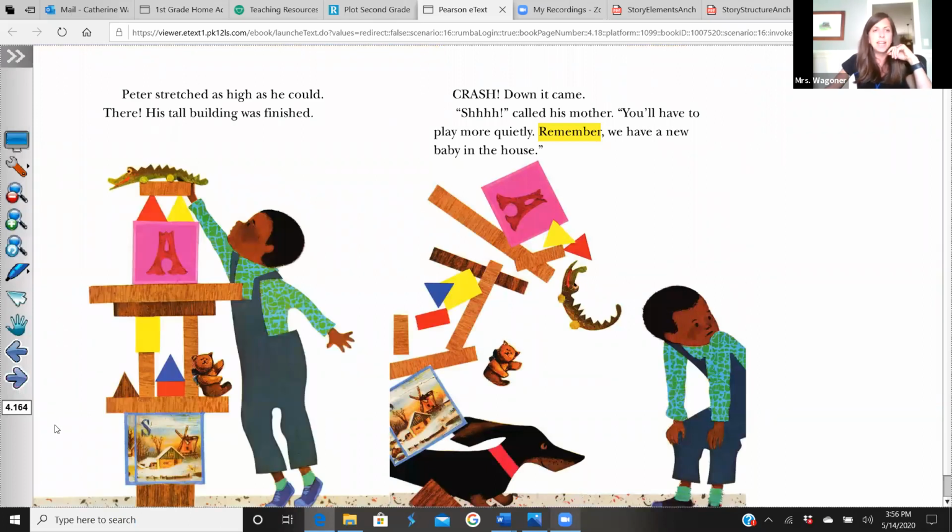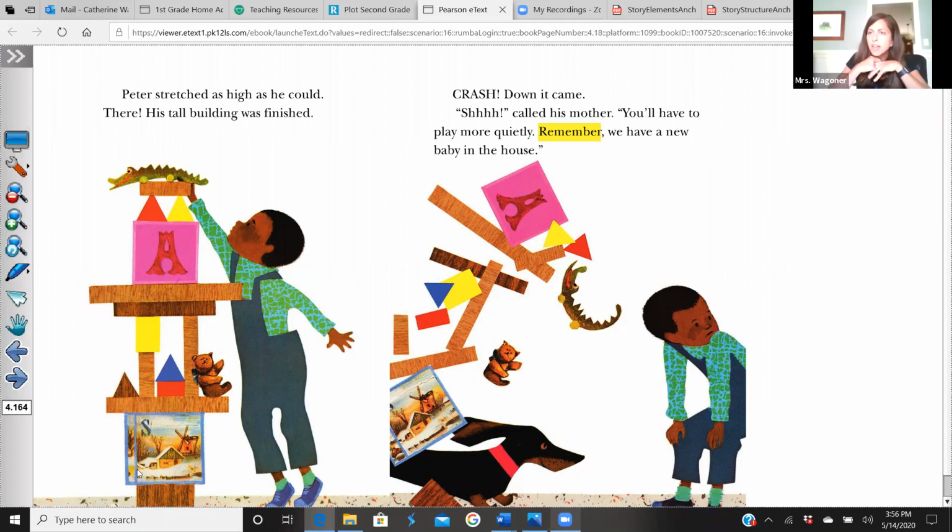Peter stretched as high as he could. There, his tall building was finished. Crash! Down it came. "Shh," called his mother. "You'll have to play more quietly. Remember, we have a new baby in the house."